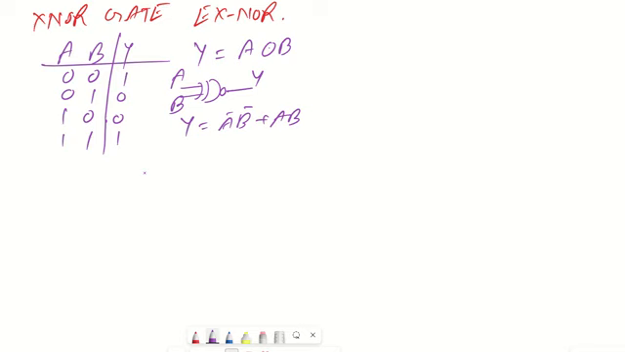Now if we try to write it down using max terms, what will my Y become? Wherever it is 0, we will take those terms. It will be A plus B bar into A bar plus B. So it is going to be A plus B bar into A bar plus B. So this is how we have the expression for the XNOR gate.